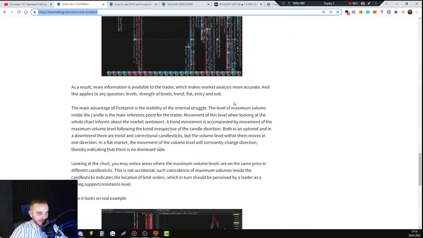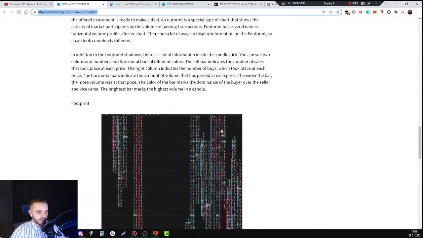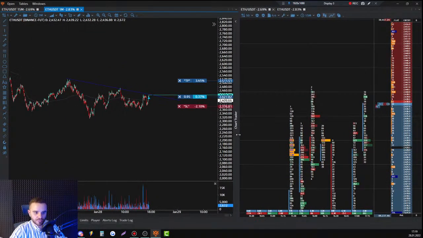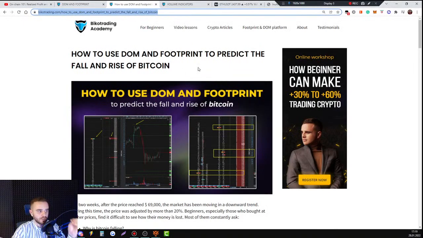Once more, to summarize DOM and footprint: it is a special tool that you can connect to most crypto exchanges, and based on that you can see real orders, and based on those orders you can make real trades. You can see where people put big money, and based on that you can make trades with high accuracy. That's it. Write in the chat, is it clear to you what DOM and footprint is? And can I go to the second part of our lesson, how we, based on that, can predict price movement?